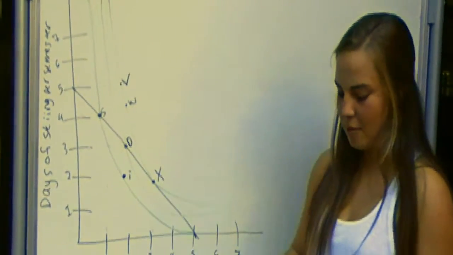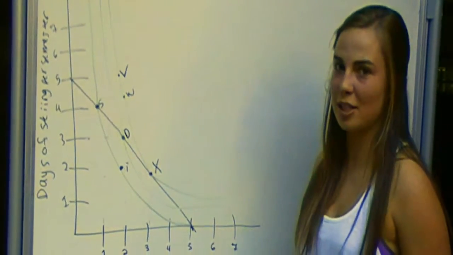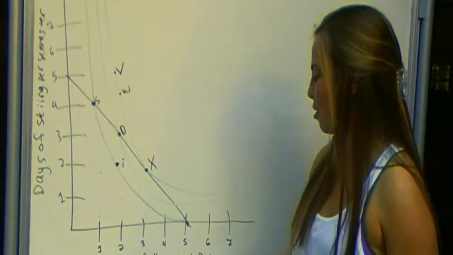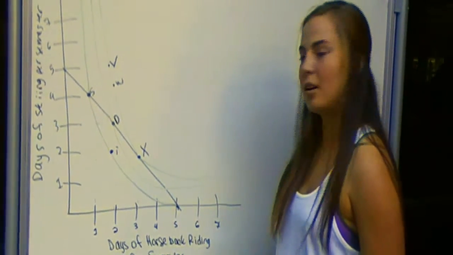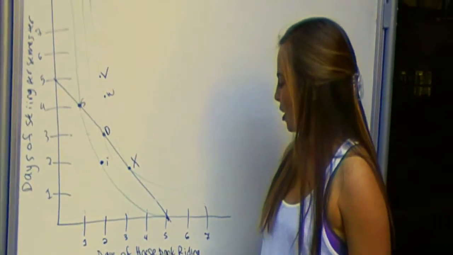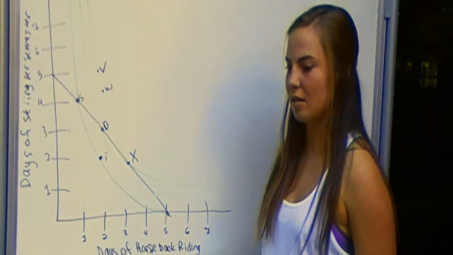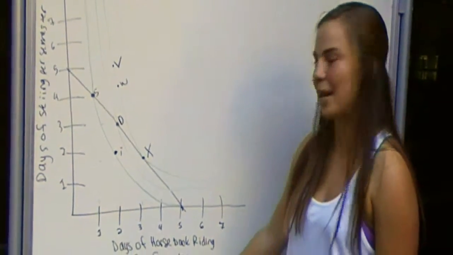As you move from point V to W to X, your days of horseback riding per semester is increasing. This means your marginal utility for days of horseback riding is decreasing, because with each day you allocate per semester, your total utility is less. The increase in your total utility is less than the day before.